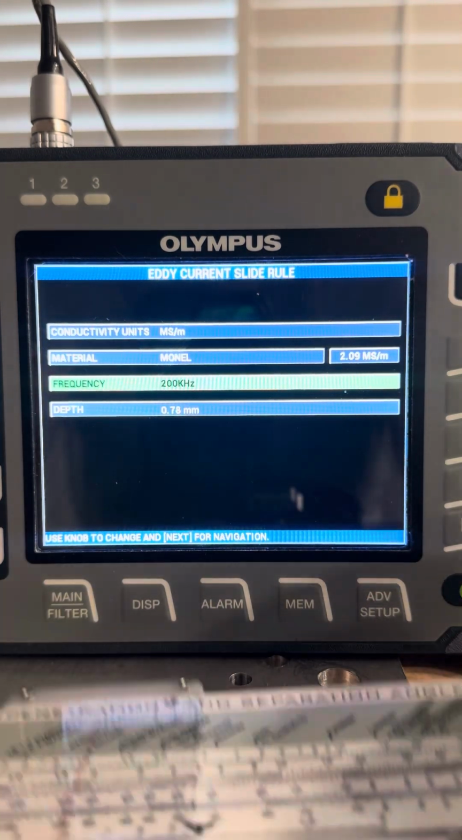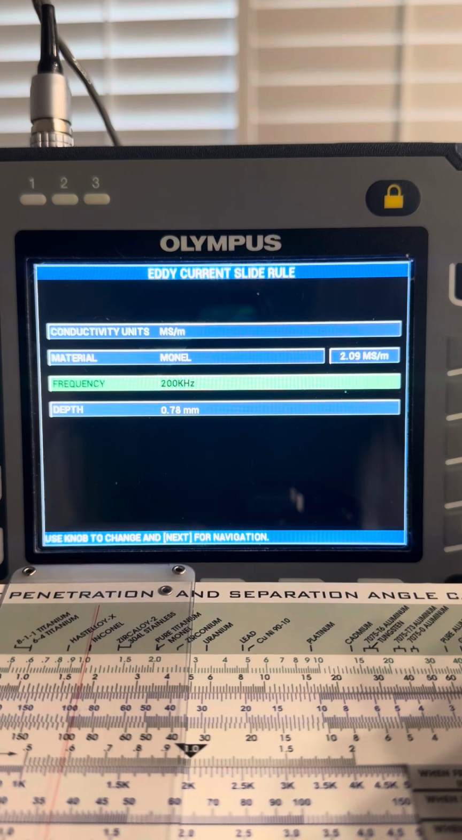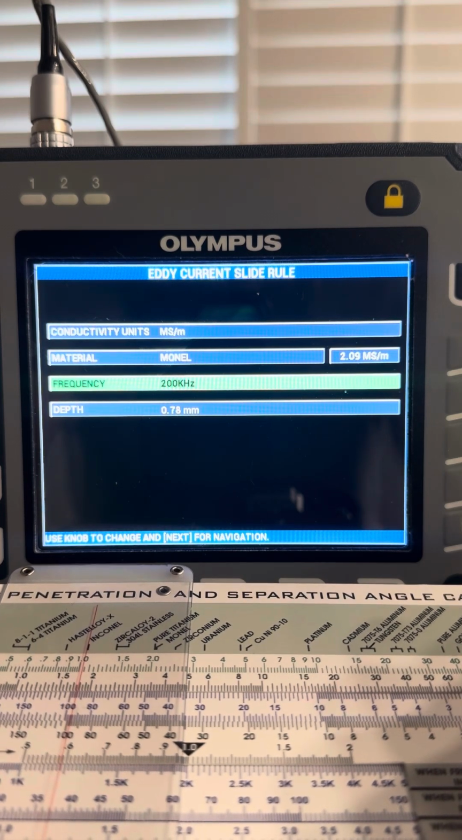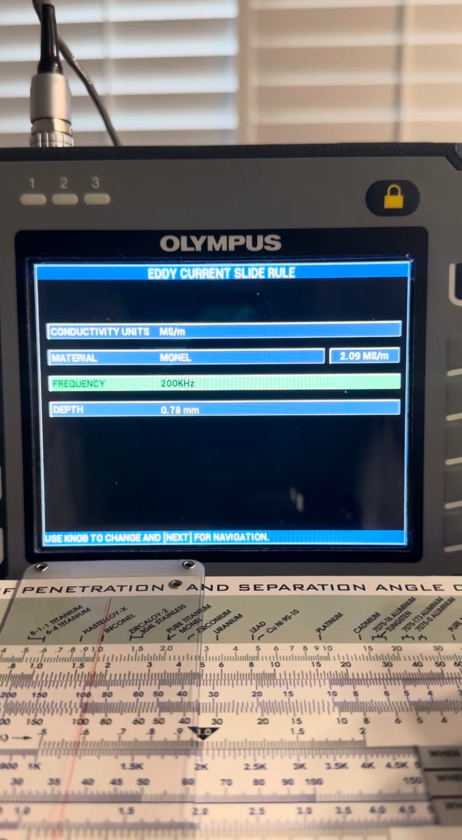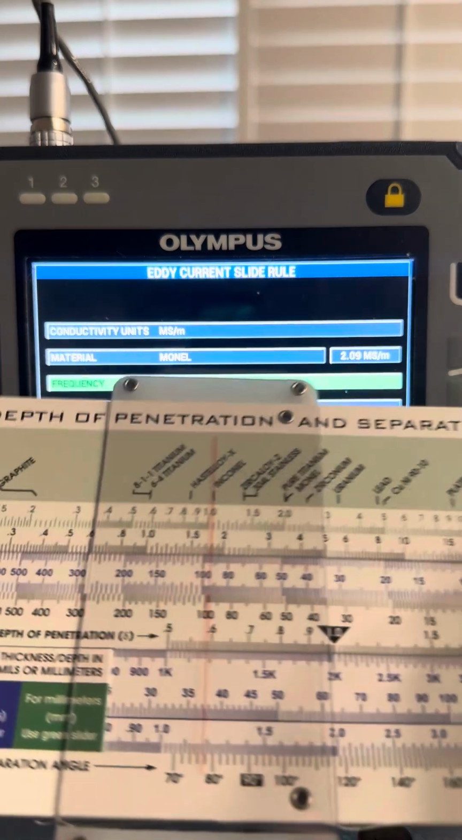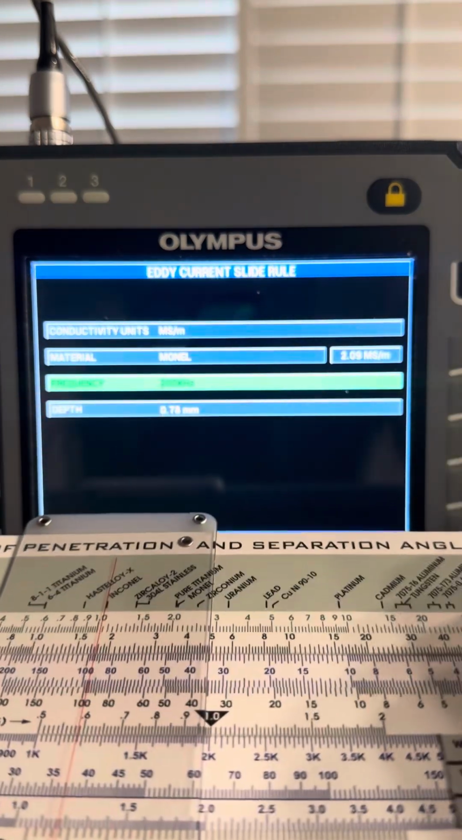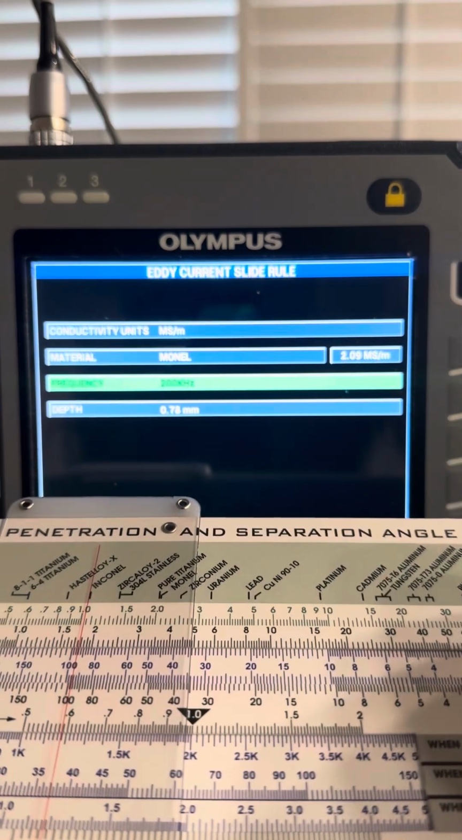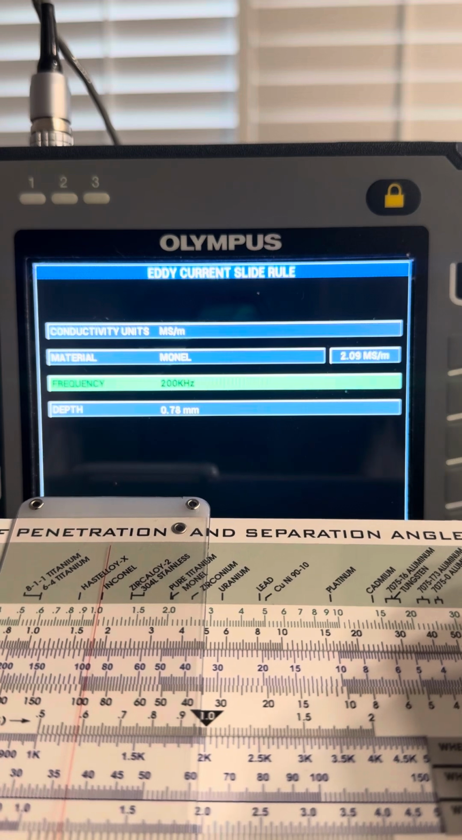Well, it doesn't say if that's effective depth of penetration, which is closer to 3 standard depths, or if it's standard depth of penetration. Now I know that it's standard depth of penetration because I did a spot check with my slide rule and came up with the same answer. But it would be nice if they would have defined what depth is a little bit better.